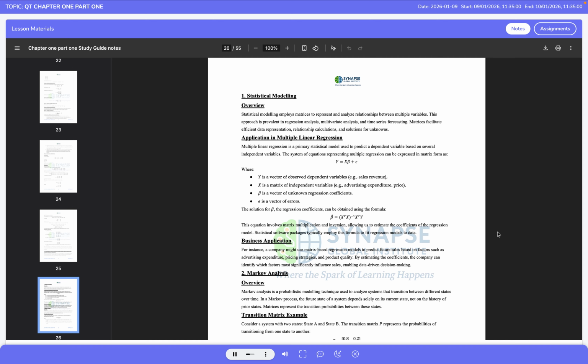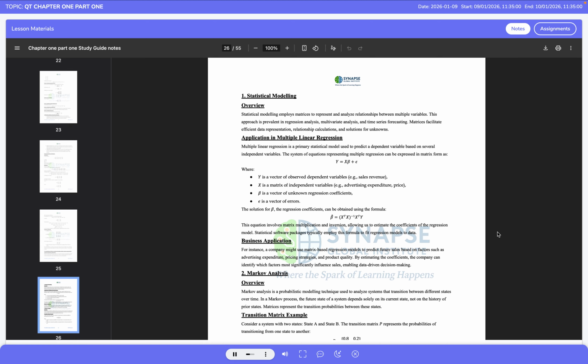Multiple linear regression is used to predict a dependent variable using several independent variables. The system of equations representing multiple regression can be written in matrix form as y equals x multiplied by beta plus epsilon. In this expression, y is a vector of observed dependent variables such as sales revenue, x is a matrix of independent variables such as advertising expenditure and price, beta is a vector of unknown regression coefficients, and epsilon is a vector of errors.